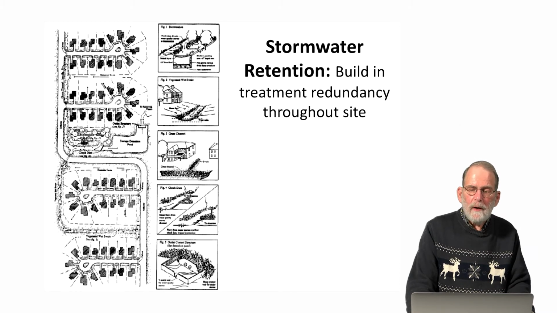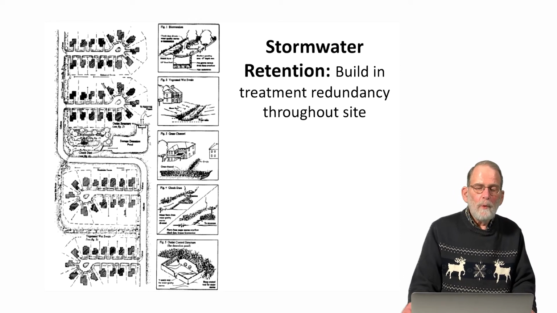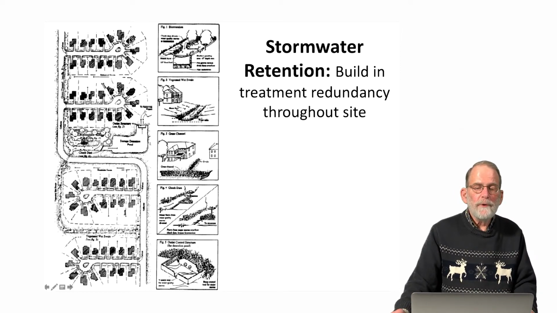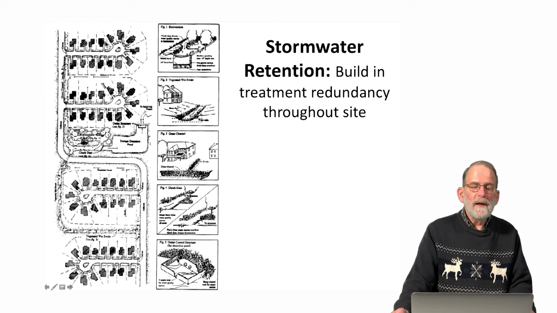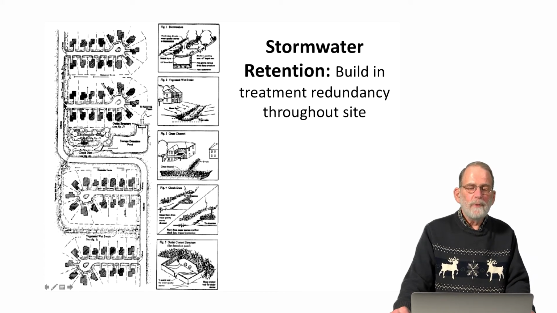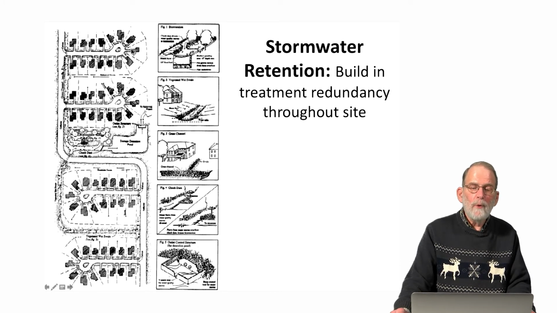Stormwater retention wants to build on treatment redundancy. In other words, we want to be connecting what one person is doing on their site with what another person is doing on their site. And we want to be connecting what's happening in the private landscape with what's happening in the public landscape. So we want to integrate the drainage systems created by individual homeowners into the drainage system that's created for streets and public parts of the landscape. So we can begin to talk about moving water off of rooftops.